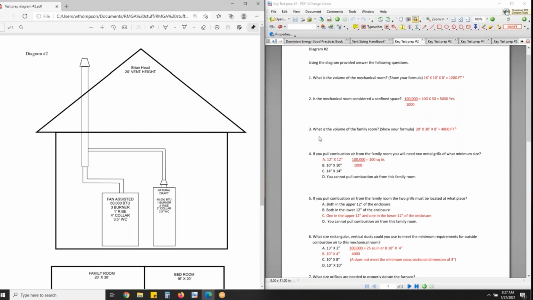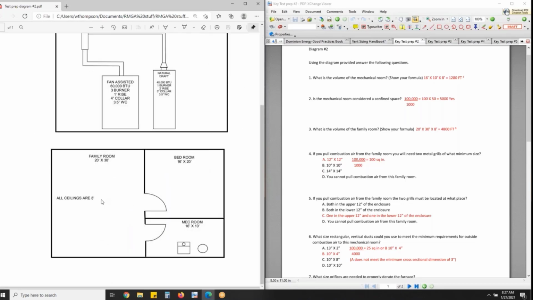We don't have that. What is the volume of the family room? Show your formula. Okay. 20 by 30 by 8, 4,800 square feet. If you pull combustion air from the family room, you will need 2 metal grills of what minimum size? Hey, in this case, if we combine the family room and the mechanical room, we now have more than 5,000 cubic feet, correct? So we can pull combustion air from this family room in this case. And to get the minimum size, we need 2 12 by 12 grills, okay?